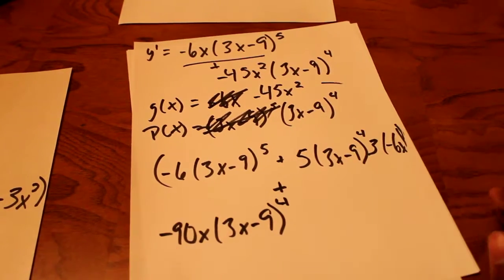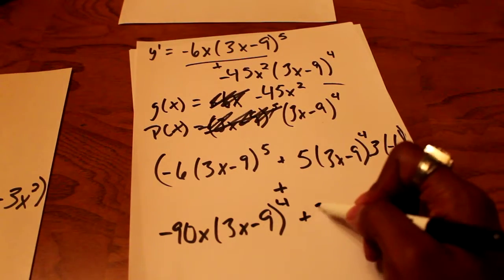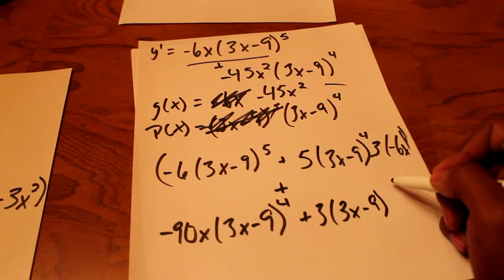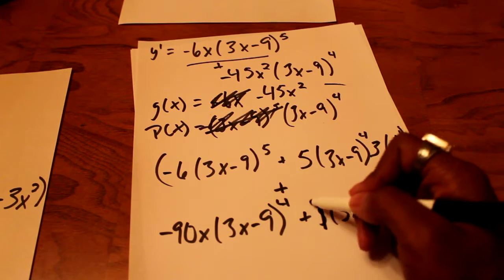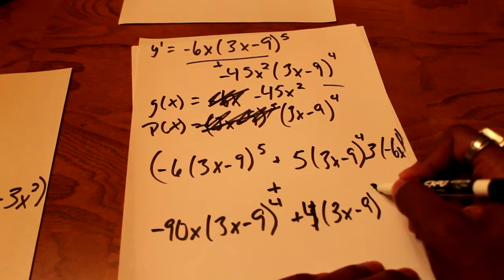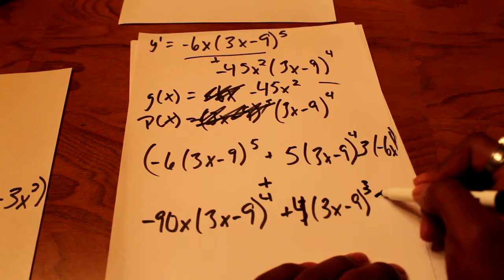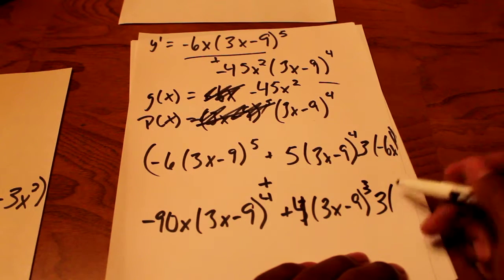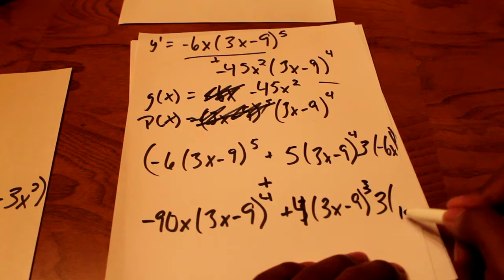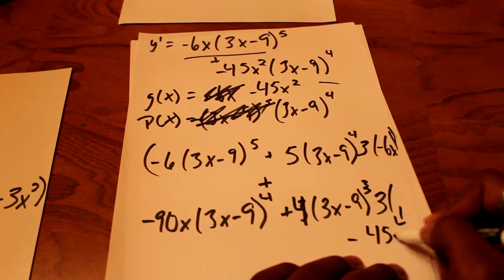And then what we're going to do is add that to our p prime of x, which this time is going to be 4 times (3x minus 9) to the third, times our 3 from the inside piece, times our regular old g of x function, which is going to be smushed in here, so I'm going to draw an arrow, and it's going to be negative 45x squared.